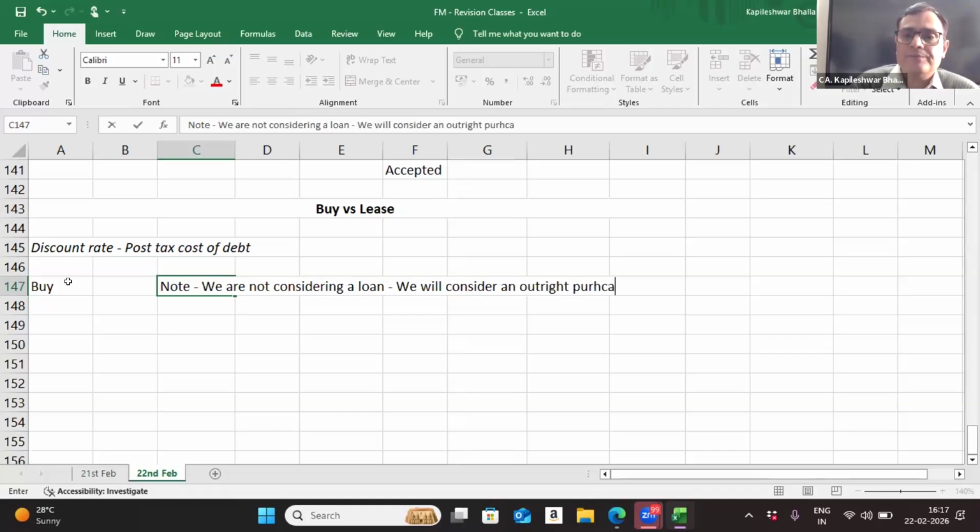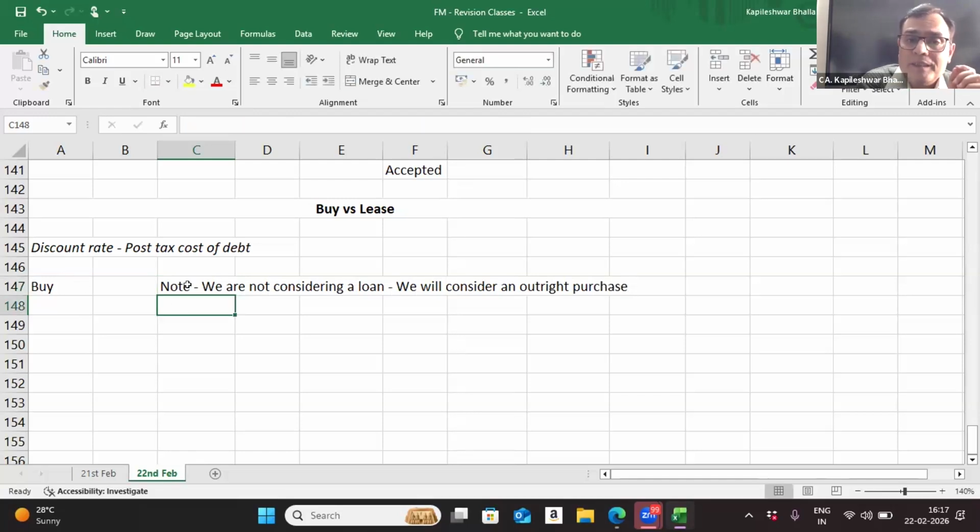So when you consider the evaluation of a buy option, one thing is very clear: do not get trapped into the fact that he gives you a loan. You just need to consider that we're going to pay everything at time zero. Now let's evaluate all the inflows and outflows which will occur in this decision.